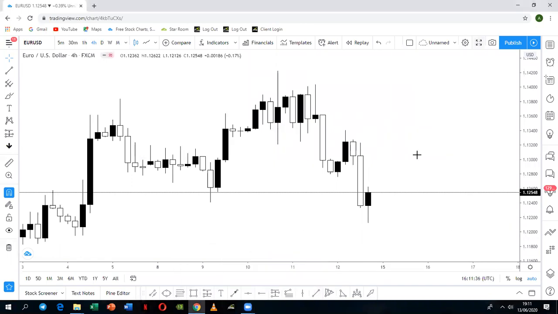Okay. So what is an indicator? These are extra tools you can use to predict the market, or further analyze it.